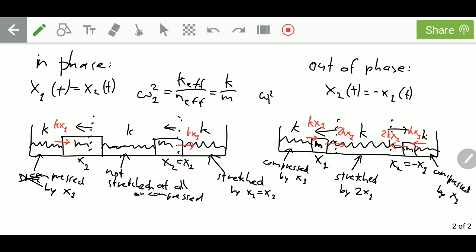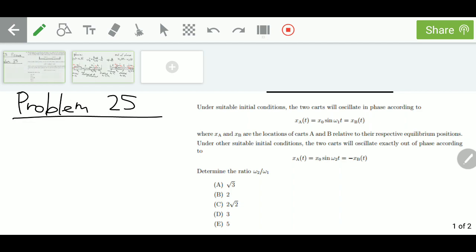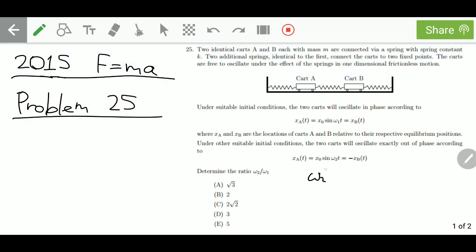So the effective spring constant is now 3k, and the mass is m. So now we have omega 1 squared is k over m, omega 2 squared is 3k over m, and thus omega 2 squared over omega 1 squared is equal to 3. So omega 2 over omega 1 is equal to the square root of 3. So this is our answer.